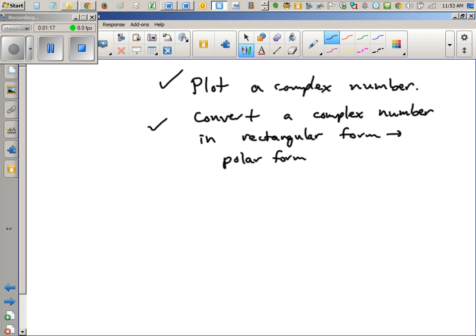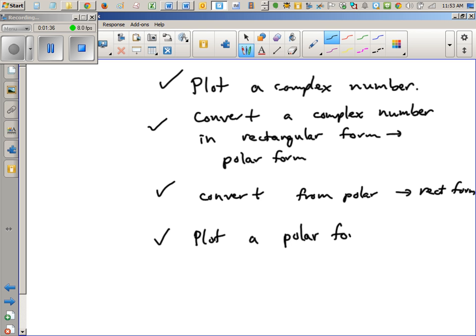Check. It's actually just two formulas. We then learned how to convert back again. So convert from polar back to rectangular. Check. And then I ended with plotting. Plot a polar form complex number. So if you were here yesterday and you took notes, or if you watched the video, then you have these 4 skills. Okay?